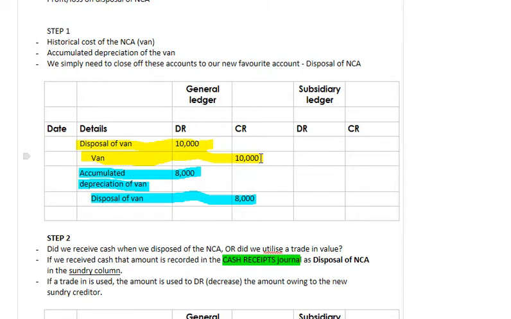The next part is to do the same thing with the accumulated depreciation. Accumulated depreciation is a negative asset, so it has the same properties as a liability, so it has a credit balance. So you can see here in blue that we have debited to match that credit balance. So now the accumulated depreciation of the van ledger account will sit there with $8,000 on each side. And you can see with our yellow entry of the historical cost has debited disposal of van, while the accumulated depreciation has credited it for $8,000.